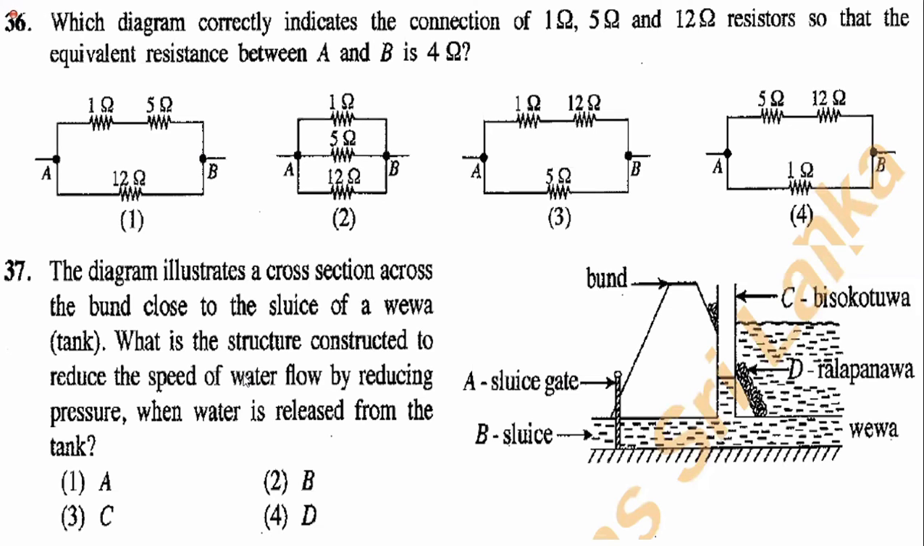The diagram illustrates a cross section across the bund close to the sluice gate of a weir tank. What is the structure constructed to reduce the speed of water flow by reducing pressure when water is released from the tank? Right? Water is released from the tank.